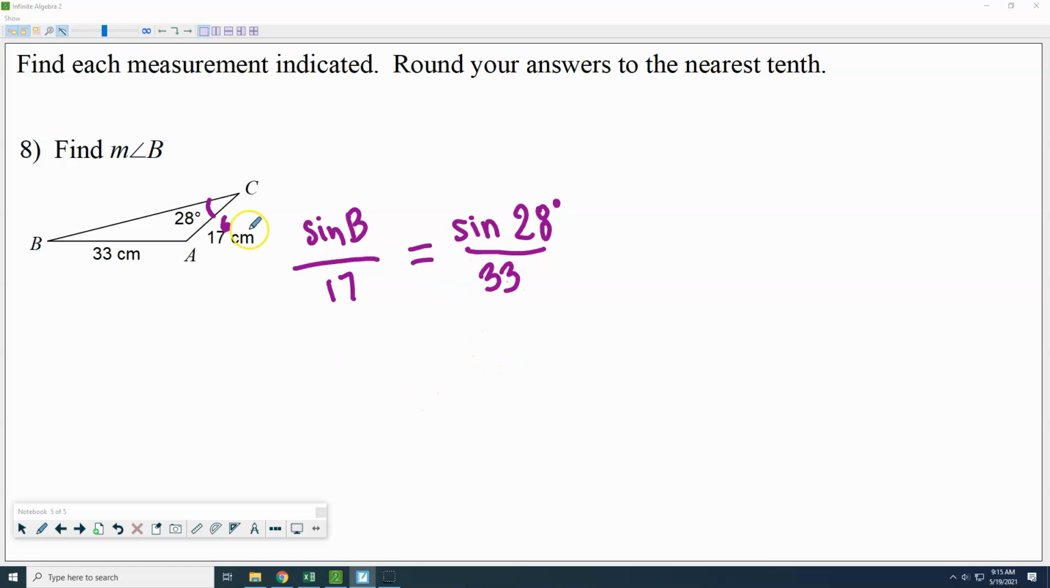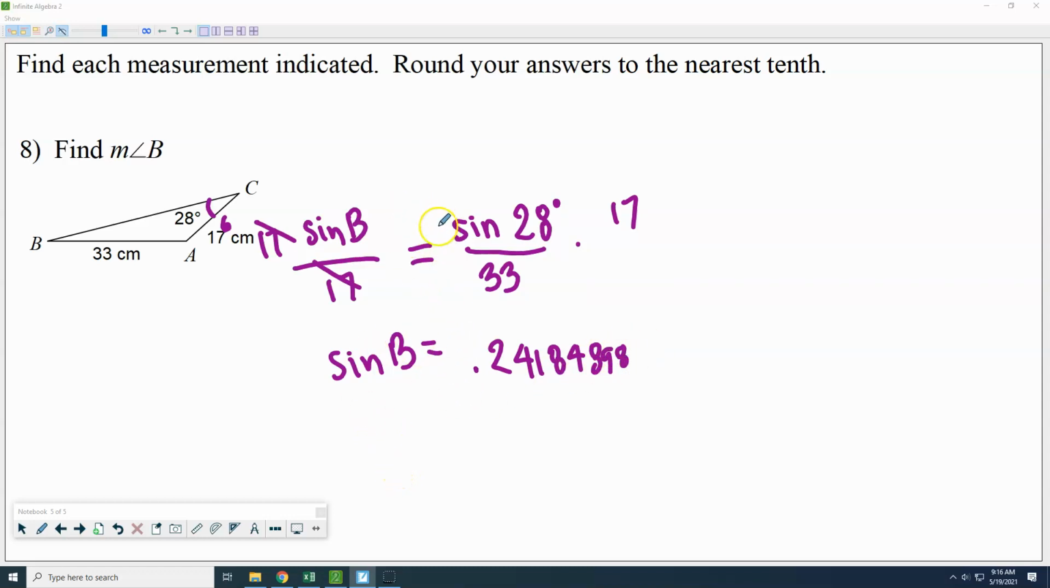Okay, so now I just need to multiply both sides by 17. So these will cancel, and then I have sine of B equals, and I'm going to go ahead and get my calculator, sine of 28, close my parenthesis, divided by 33 times 17, gives me 0.241848. It's always a good idea to keep as many decimal places as you can when you're in the mid-step of a problem, because if you don't, then it changes your final answer.